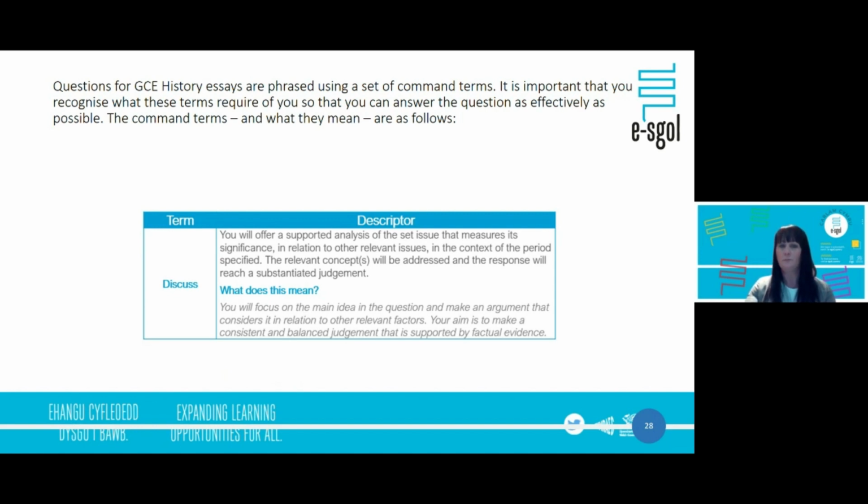If you do, it means you focus on the main idea that they give you in the question and you make an argument that considers it in relation to other factors that you may think of. Your aim is to make a consistent and balanced judgment that is supported by factual evidence. So that's number 1, discuss.